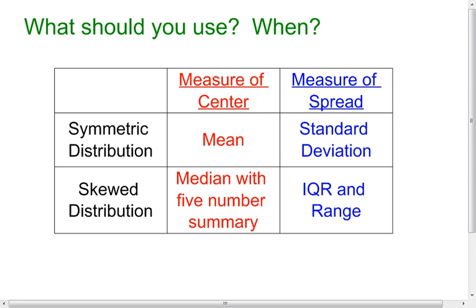Okay, so there are kind of key times to use the mean and the standard deviation. So I want you to notice this. If your data is symmetric, it is best to use the mean and the standard deviation to describe it. If it is skewed, it is best to use the median with the 5-number summary, and then you can describe it with the IQR and the range. Okay?